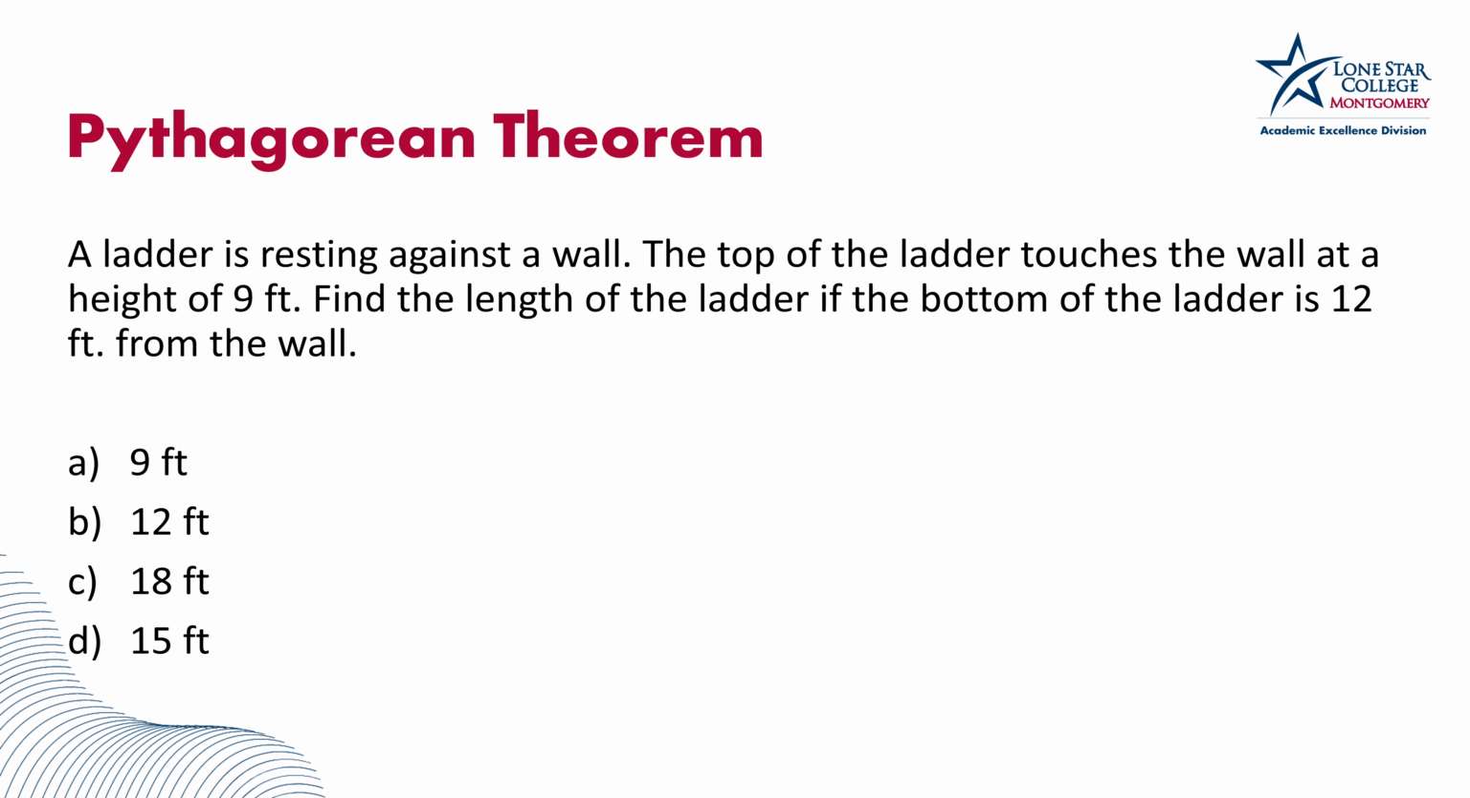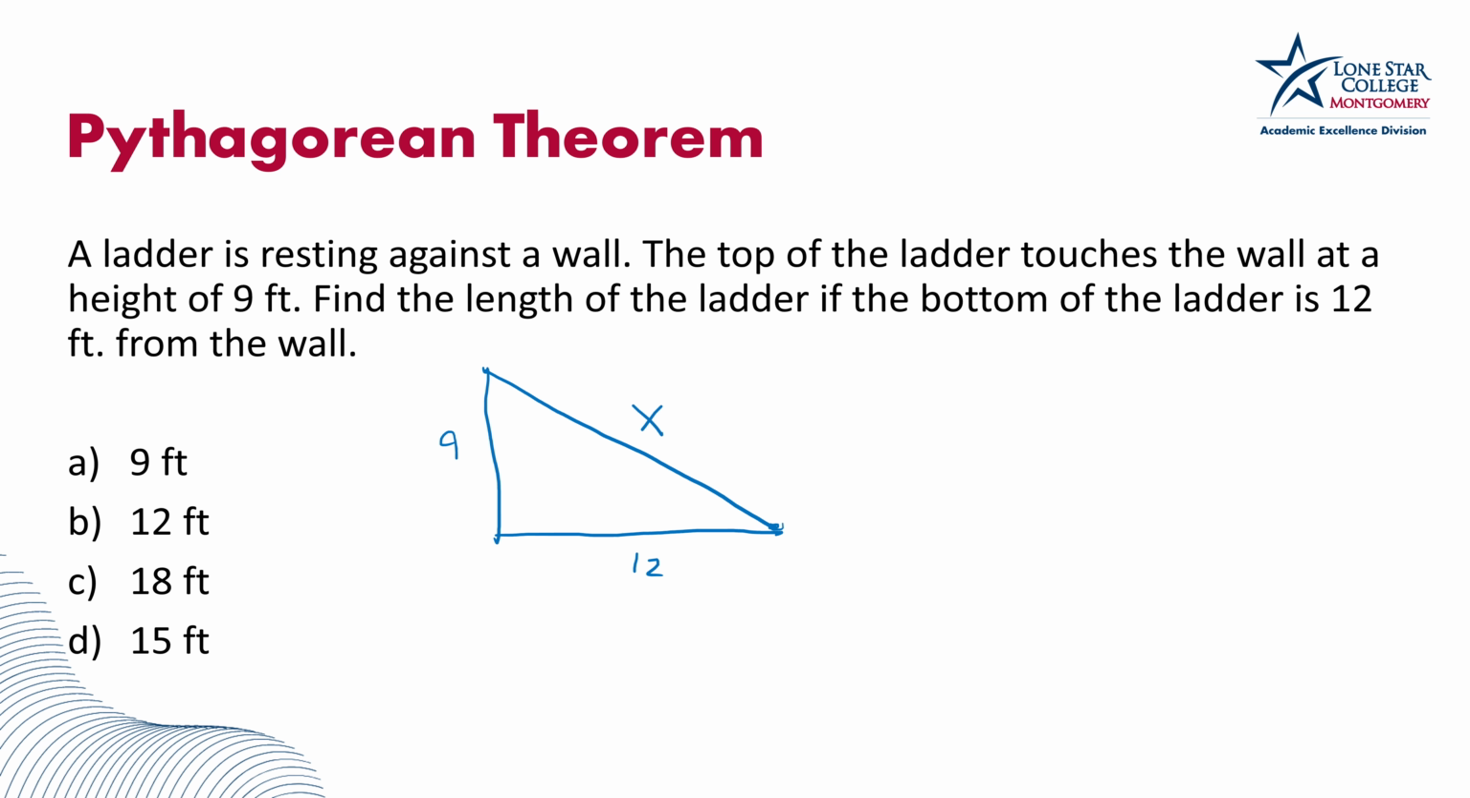So let's say we have a wall right here. It's our wall, and we have a ladder that's resting against it. That's our ladder. The top of the ladder touches the wall at a height of 9 feet. So if this is the tip of our ladder touching the wall, this length here has to be 9. Find the length of the ladder if the bottom of the ladder is 12 feet from the wall. So this is the bottom of our ladder. It's 12 feet away, so we can say this is our 12. And they want you to find the length of the ladder, so we can call that x.